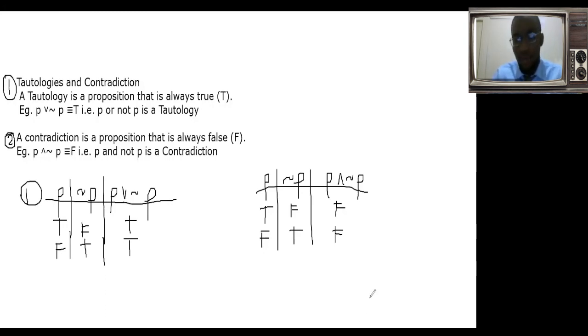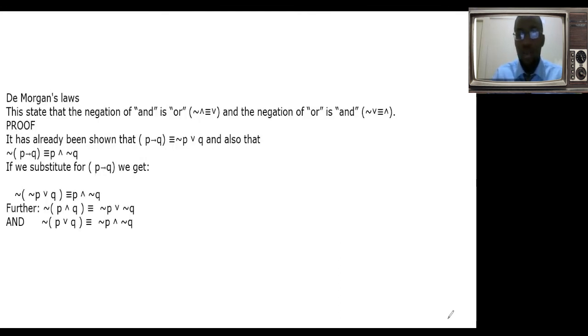All right. Now the next thing that we're going to be looking at is known as De Morgan's Law. Nice. And so De Morgan's Law states that the negation of and is or, and the negation of or is and.